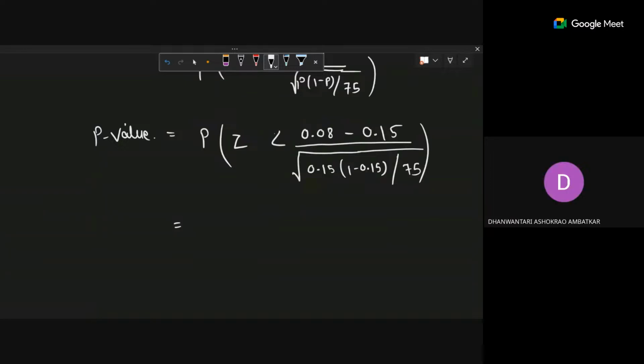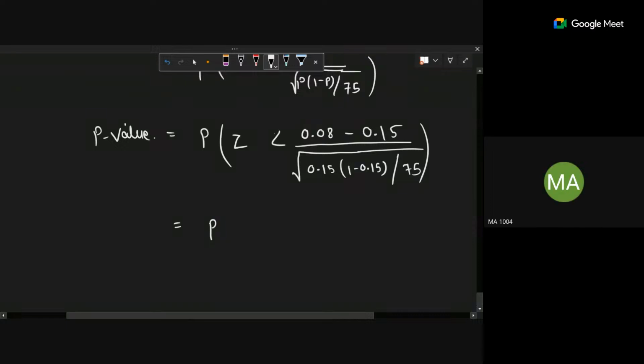Okay, so once we calculate this part, we'll get some value z less than negative 0.16. Okay, haven't you guys visited this question when you were solving the mock test?